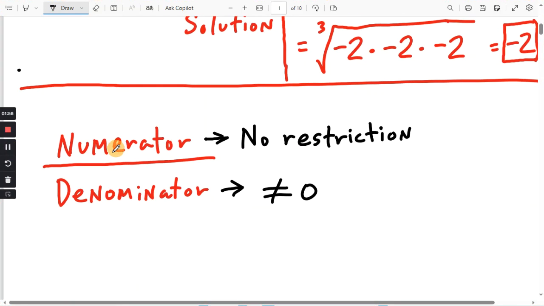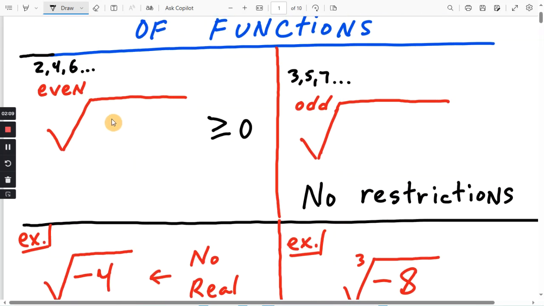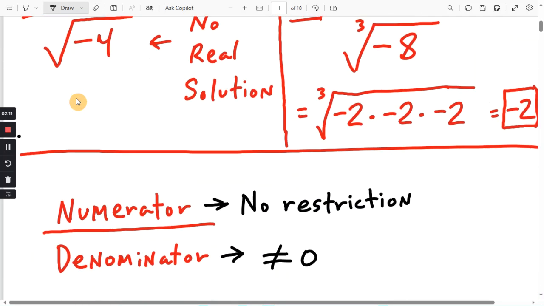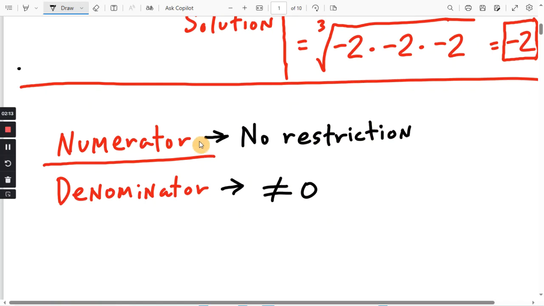Finally, let's say you have a rational function, something divided by something in the form of a fraction. In the numerator, there are no restrictions, so long as you don't have a radical with an even root. However, the denominator cannot equal 0, and that, of course, is because you cannot divide by 0.